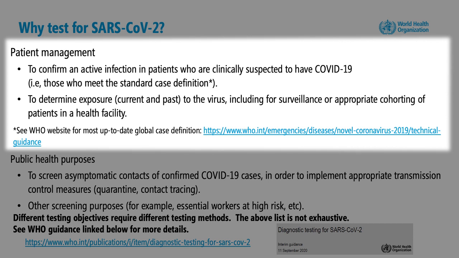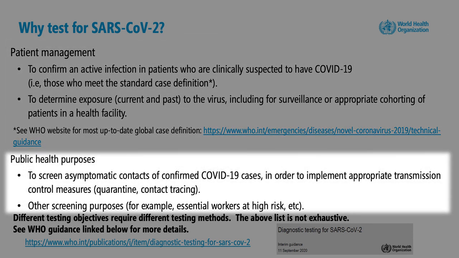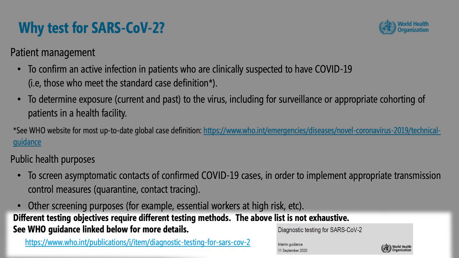Another reason a clinician may order a SARS-CoV-2 test is to determine current or past exposure to the virus for appropriate cohorting of patients in a health facility. It is important to keep suspected and confirmed patients at an appropriate distance from patients who are not suspected to have SARS-CoV-2 infection. Some public health reasons to test for SARS-CoV-2 include screening of contacts of persons with confirmed COVID-19 and other screening persons. Different testing objectives require different testing methods. Please see the WHO guidance linked on this slide for more details.